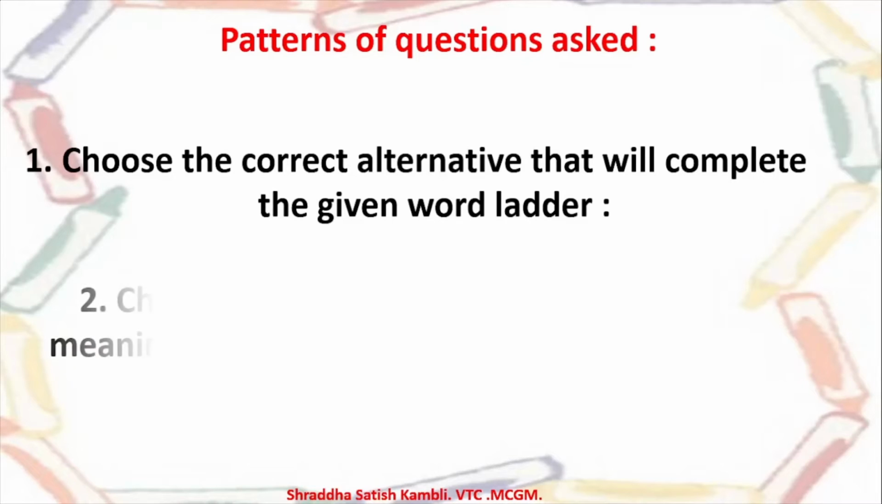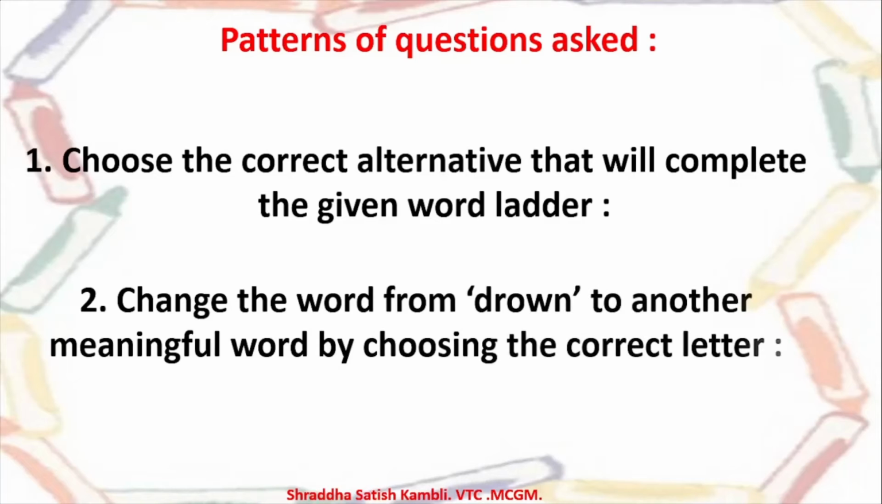Second option, change the word from drown to another meaningful word by choosing the correct letter. Now the word will not always be drown. Okay, it can be any word. I have just given you an example. So suppose there is a word which is given and the word is drown. You have to change the word drown to another meaningful word, and when you want to change it to another meaningful word, you will have to choose a correct letter. So you will have to choose one letter from the 4 options which are given to you. Okay, again when we look at the example, the idea will become clear to you. So this is example number 2.